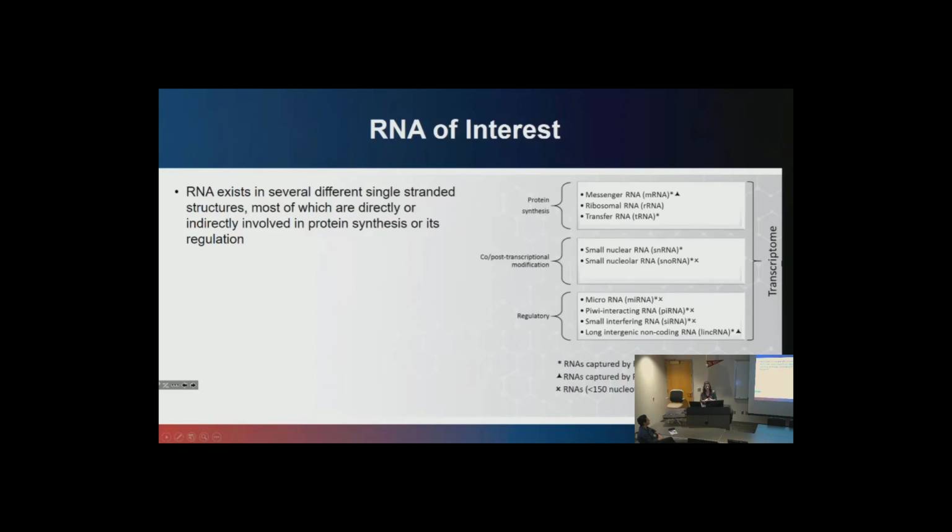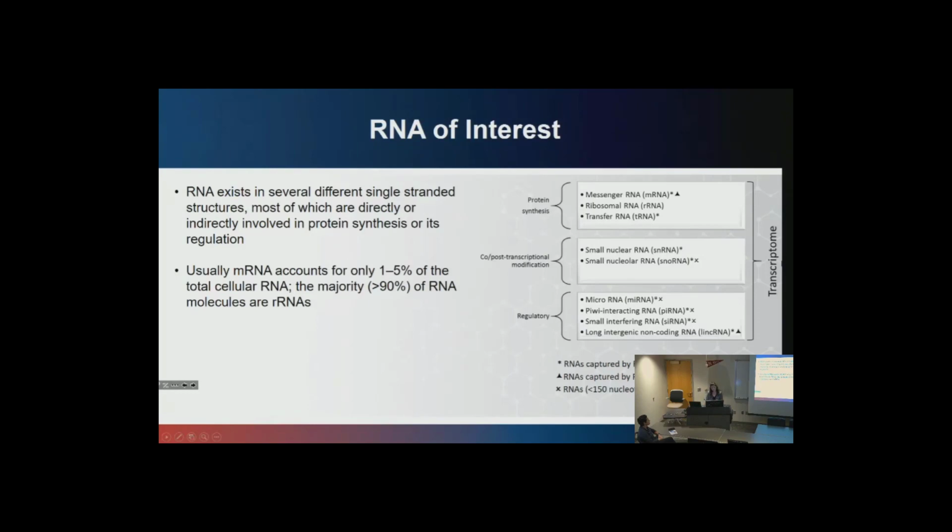RNA exists in several different single-stranded structures, most of which are directly or indirectly involved in protein synthesis or its regulation. And the graph here shows different classes of RNA involved in protein synthesis, or post-transcriptional modification or regulation of gene expression.